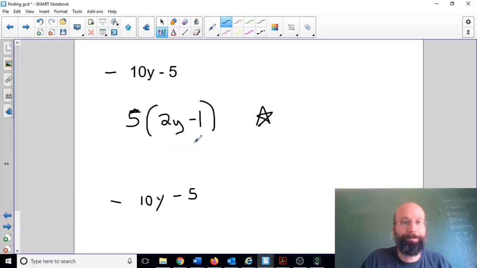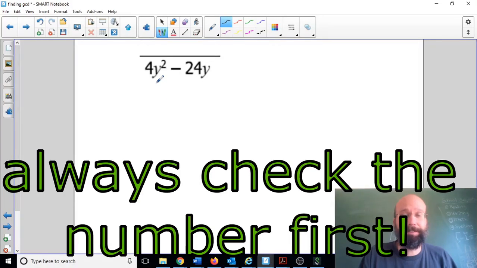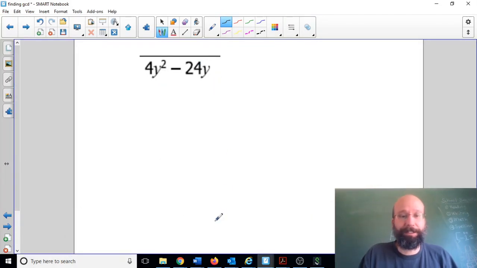So let's make it a little bit harder with this one. This one, they have the same variable and they have coefficients. They have numbers and the same variable. So the very first thing we do, we're going to check to see if 4 and 24 have a GCF.